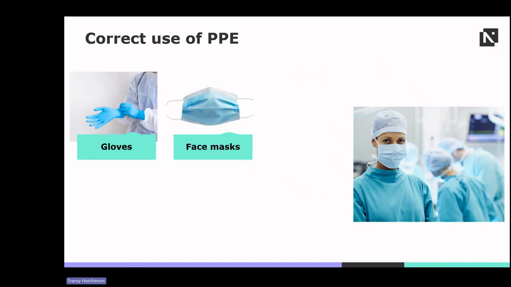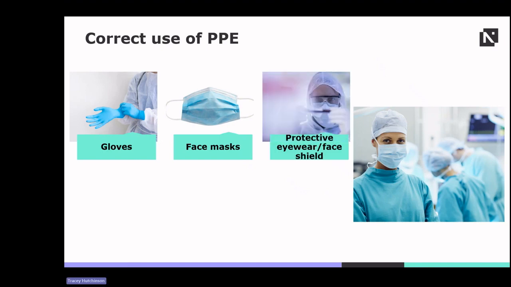Face masks. Wear a surgical mask or respirator when caring for patients with respiratory infections or when performing procedures that generate aerosols. Ensure that the mask covers both the nose and mouth and fits snugly against the side of the face without gaps. Replace masks if they become moist, damaged or visibly soiled. Remove masks by handling only the ear loops or ties. Avoid touching the front of the mask. Dispose of single-use masks in designated waste bins after use and perform hand hygiene immediately afterwards.